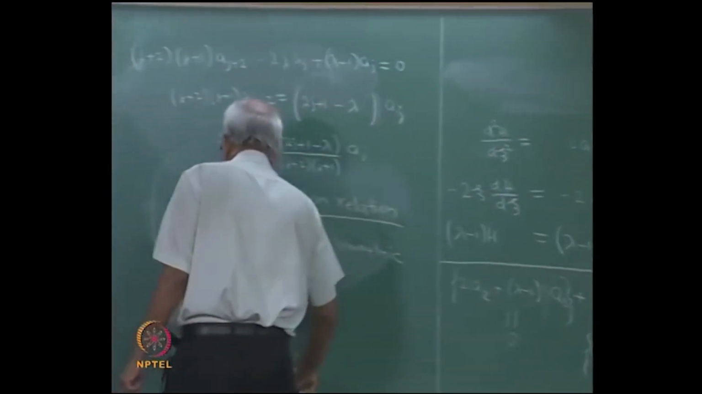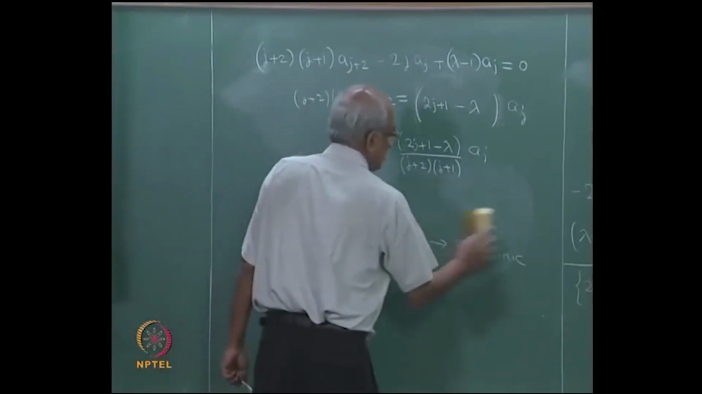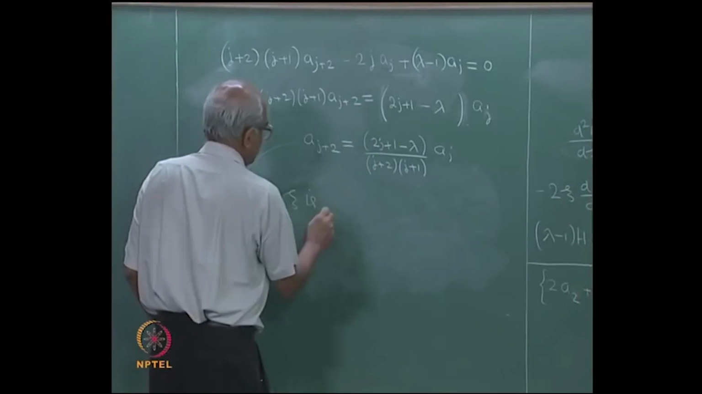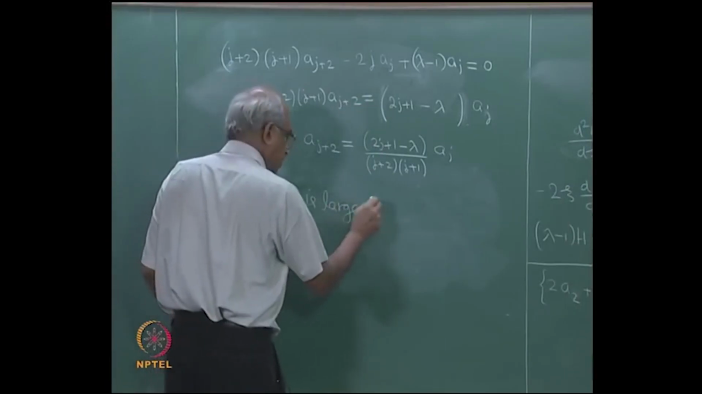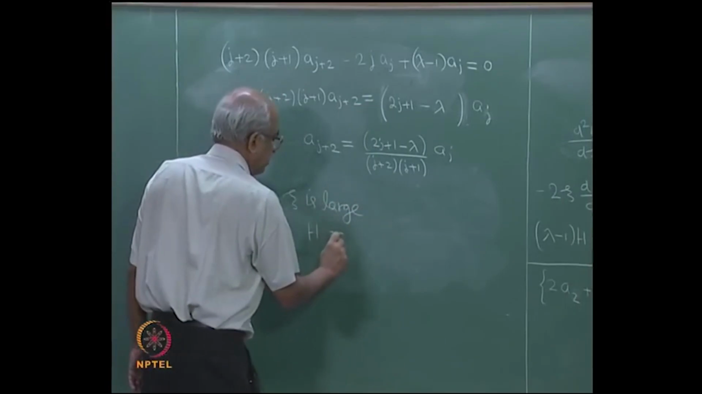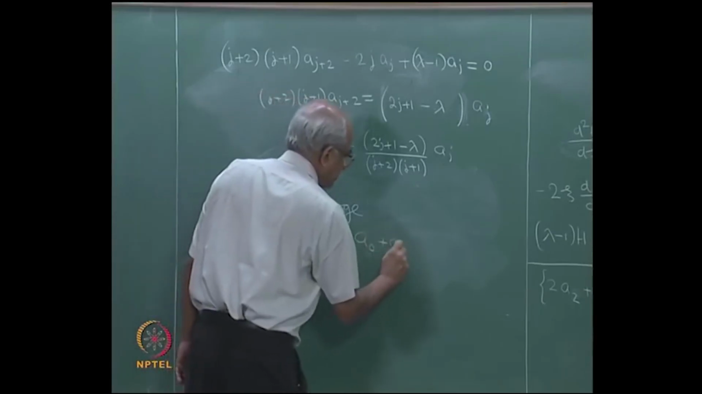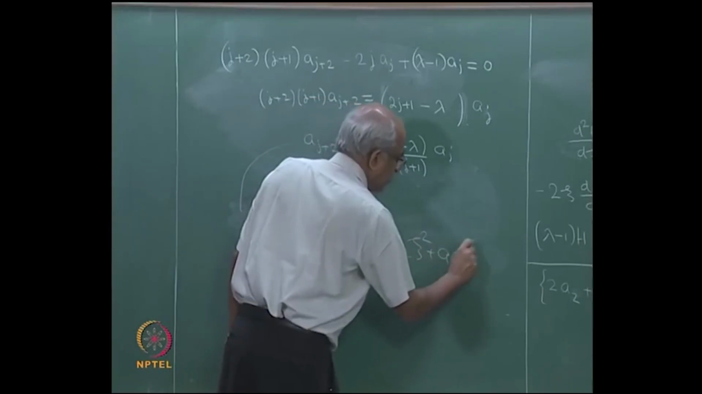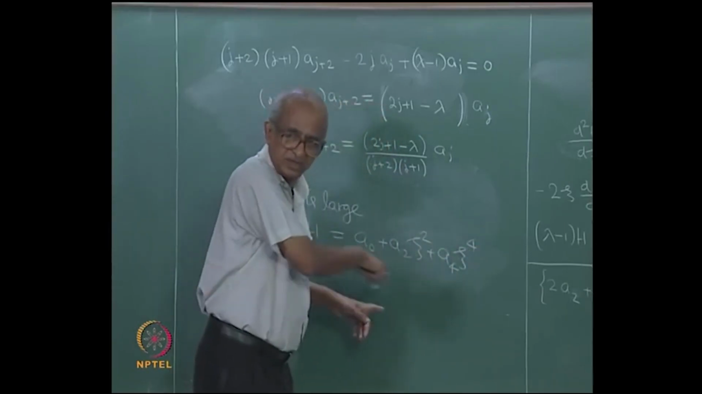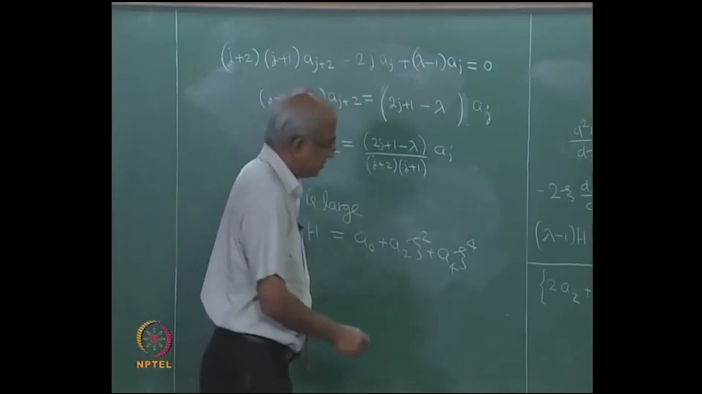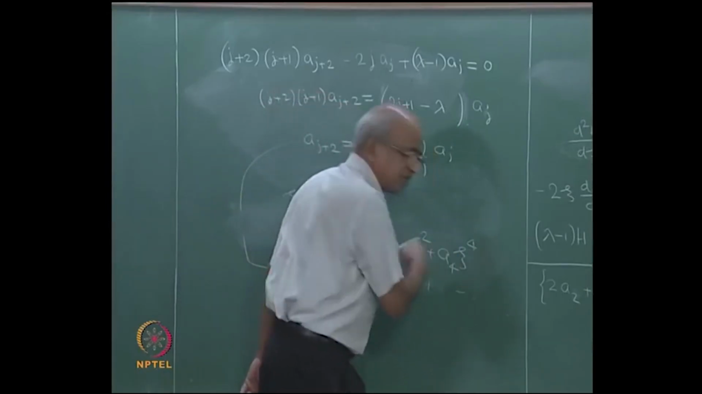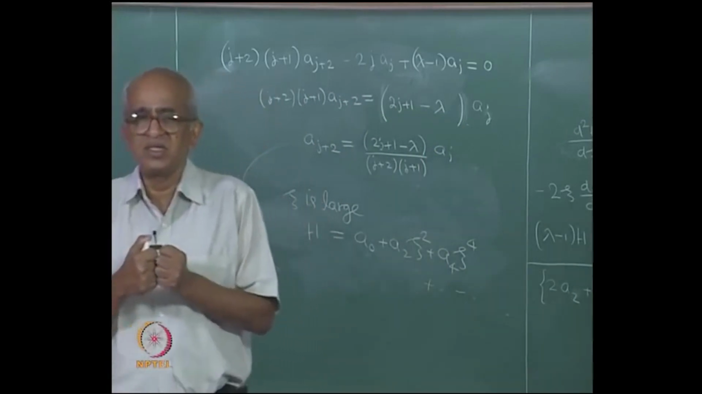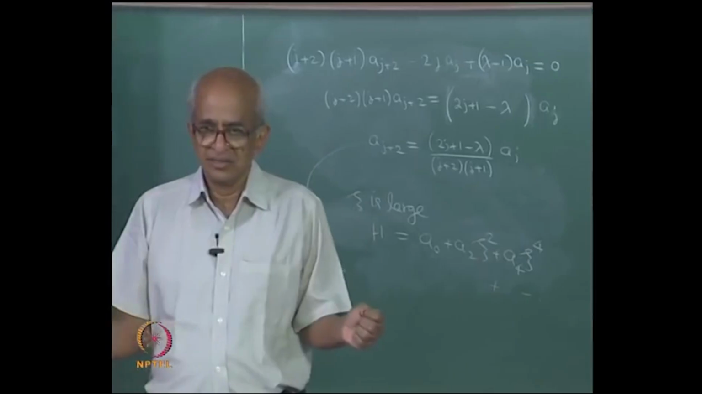Well, the answer is this. Suppose the value of C is very large. Well, what we are saying is that I have an H which may be written as A0 plus A2 C square plus A4 C 4. Notice that I am writing only the symmetric case plus etc. This is the behavior, and I am going to analyze the behavior of the series when C is very large.